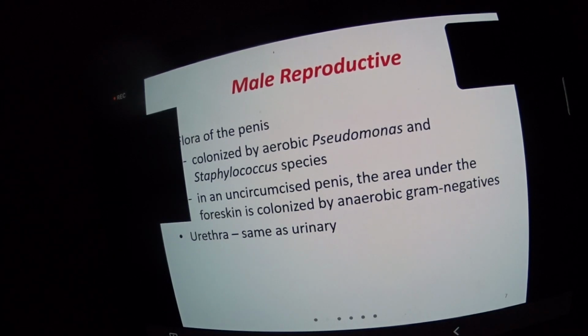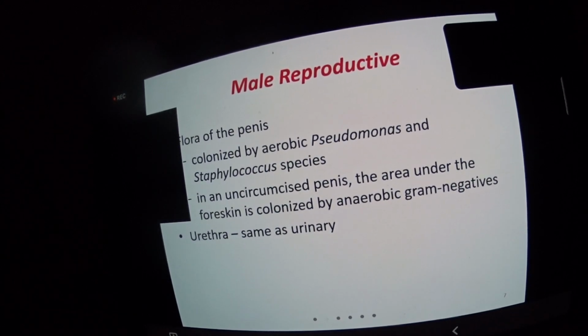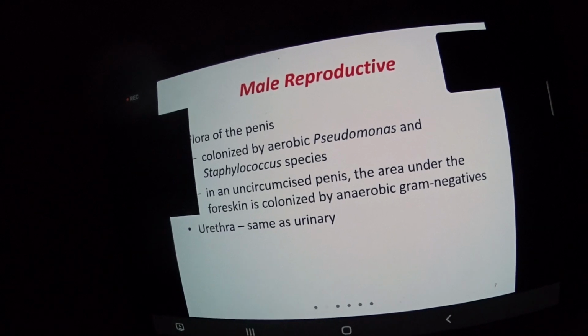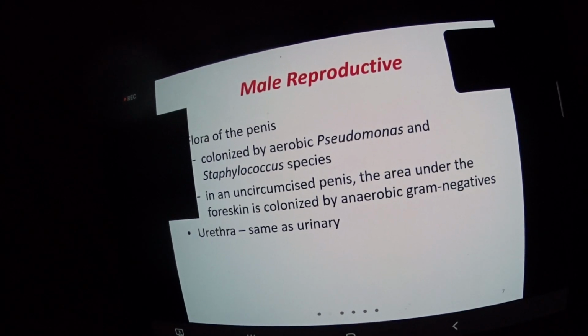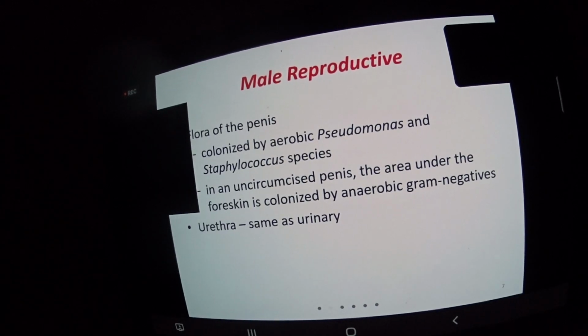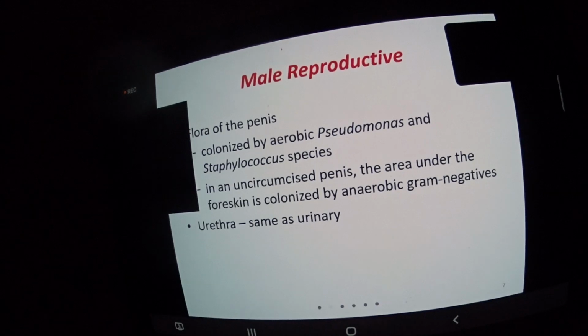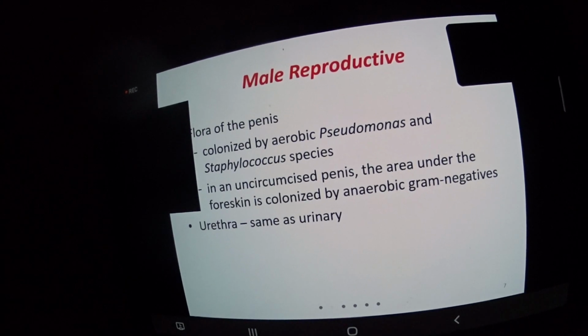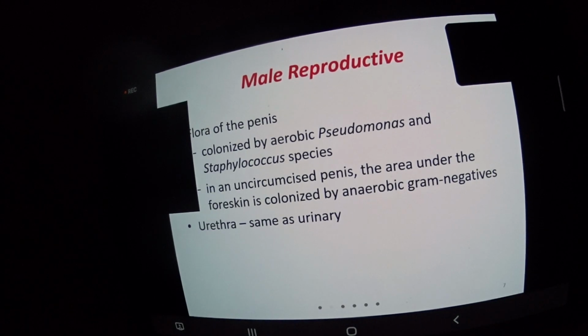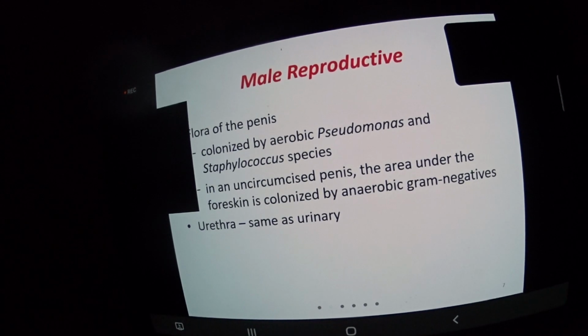The other thing is the folds can create an anaerobic environment. In the folds, oxygen can be limited, which allows anaerobic bacteria to colonize and grow, and in most cases, they can cause more severe infections.